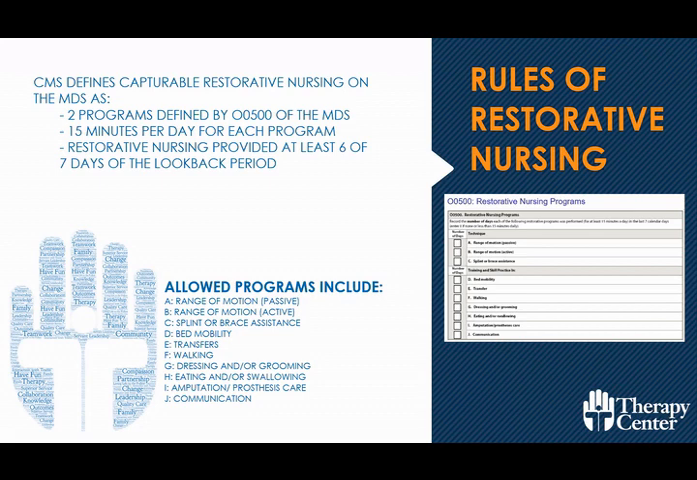CMS expects that 2 programs at minimum be provided, that of those 2 programs, services are provided at minimum 15 minutes per day per program for 6 of the 7-day look-back. Allowed programs include range of motion, passive, range of motion, active, splint or brace assistance, bed mobility, transfers, walking, dressing and/or grooming, eating and/or swallowing, amputation and prosthetic care, and communication.